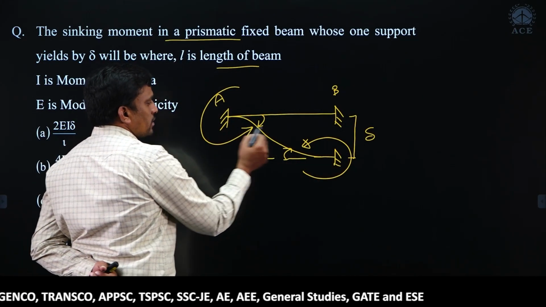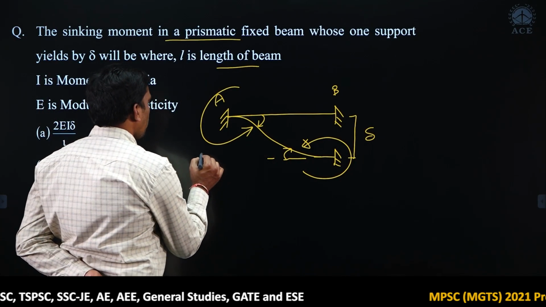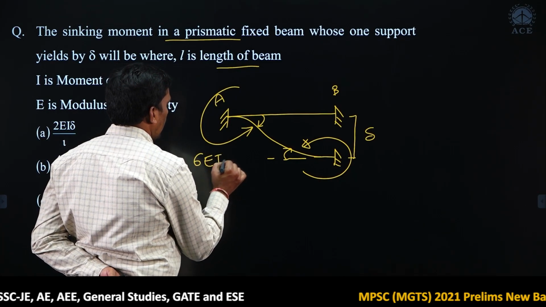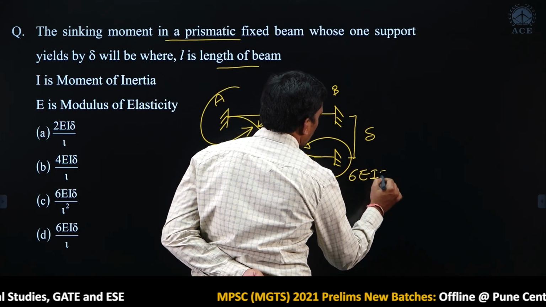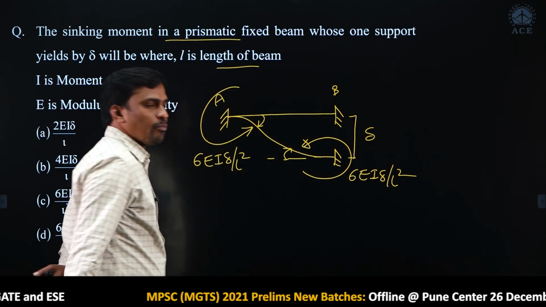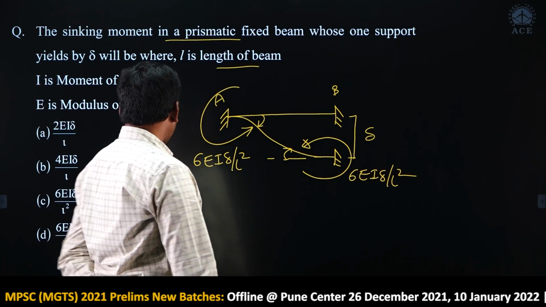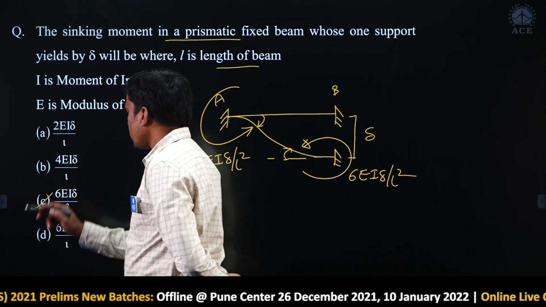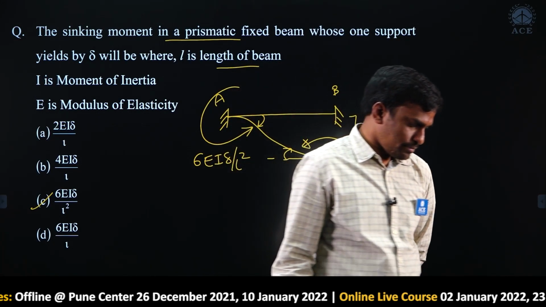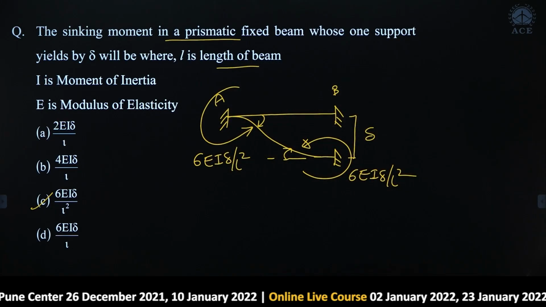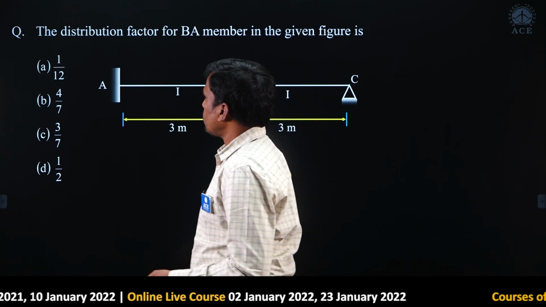So students, if both supports are fixed supports, what is the sinking moment? If both supports are fixed supports, 6 EI delta by L square. Please note down. Then which option is correct? Option C is correct, 6 EI delta by L square. Next question. Simple question.